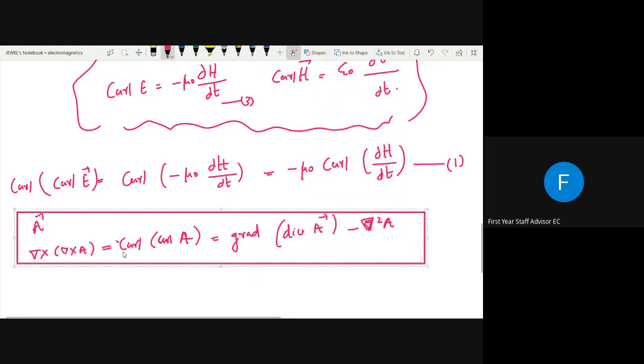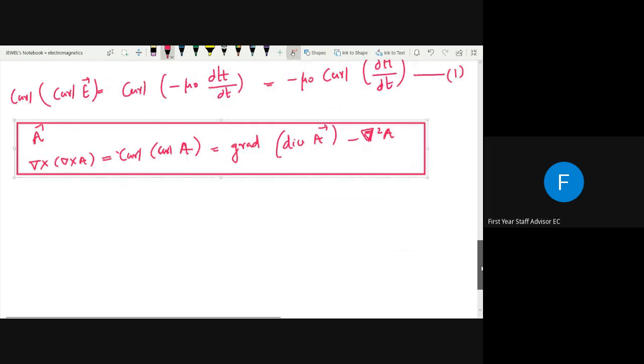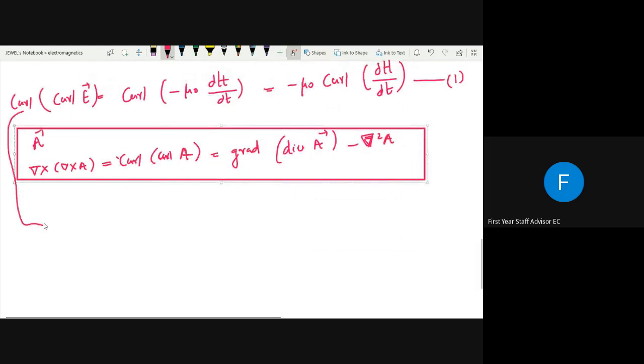This is a fundamental theorem. So using this theorem in vector calculus, we can expand this also. Here we have curl of curl E, so we can expand this as the gradient of the divergence of E. If we have a vector A, then curl of curl A can be given as gradient of divergence A minus del square A. So similarly, curl of curl E can be represented as gradient of divergence of E minus del square E.